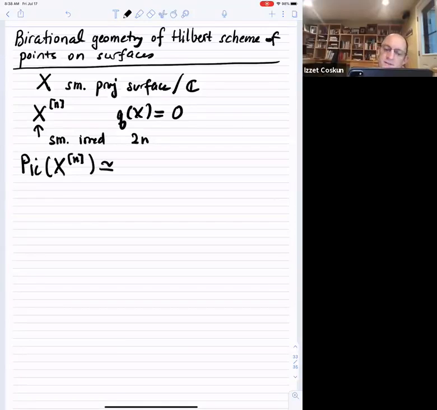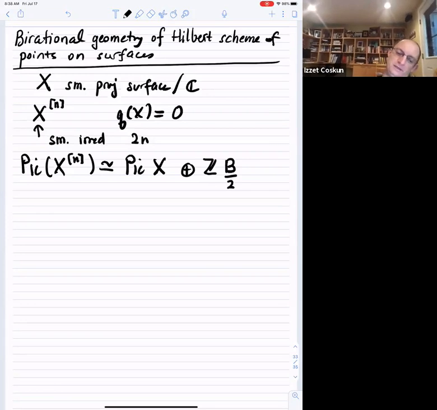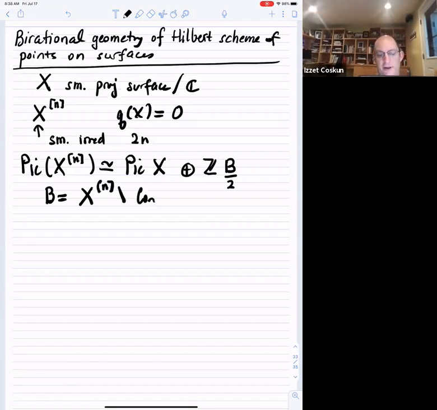And we saw that it was isomorphic to the Picard group of X plus the boundary divisor consisting of non-reduced schemes, but you know that, so this was B. Remember, B was the Hilbert scheme minus the configuration space, or you can think of it as the locus of non-reduced schemes.